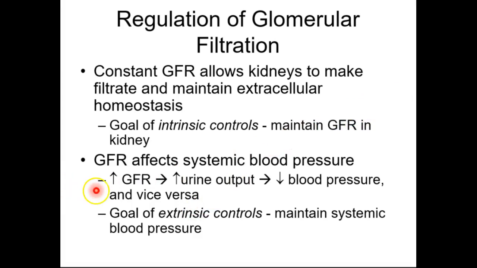So if you have an elevated GFR, if GFR is high, your urine output will also be high. And when you pee out more, you are dehydrated, in the literal sense of there is less fluid volume in your system, and that decreases your blood pressure. Blood volume decreases, blood pressure decreases. And vice versa, so if GFR is low, urine output is low, and then you retain water, that water is in your bloodstream, your blood pressure is high.